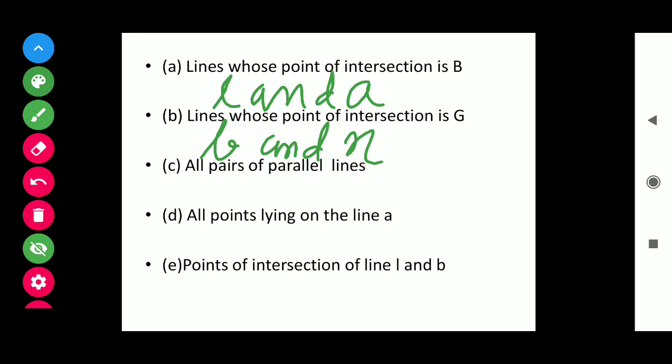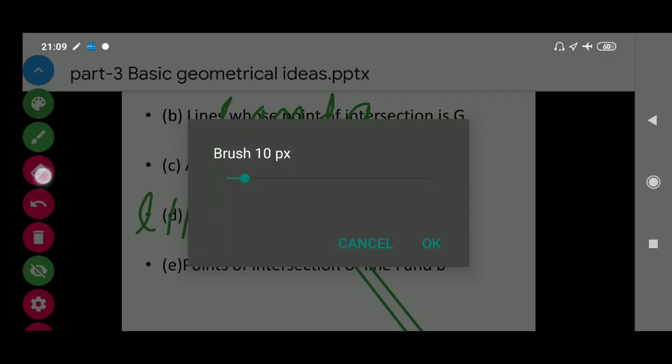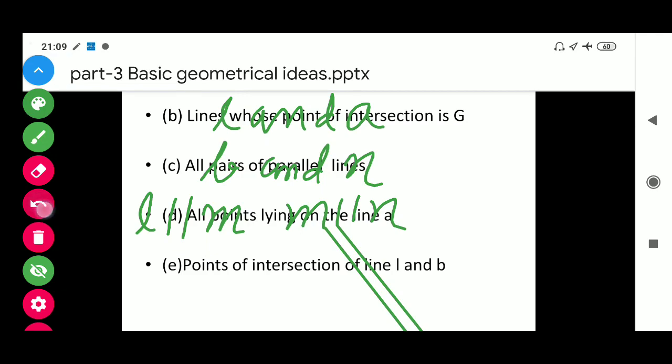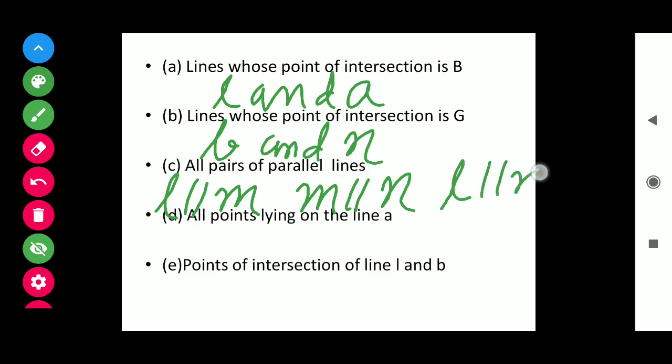All pairs of parallel lines. So L is parallel to M, M is parallel to N, and L is parallel to N. Okay.